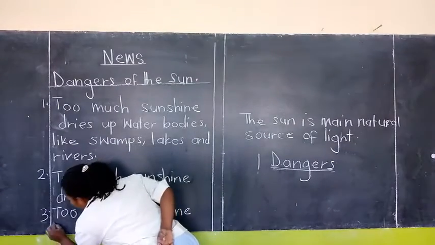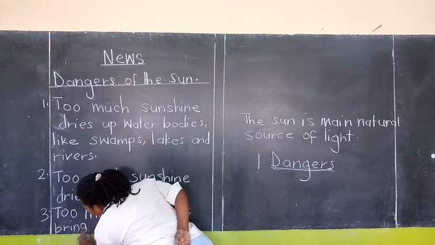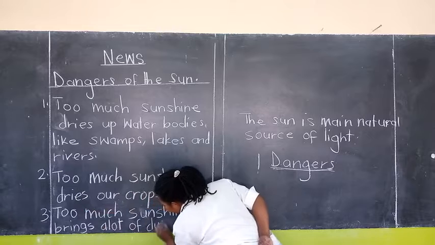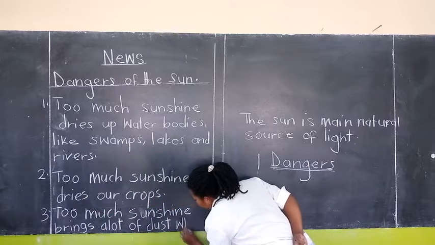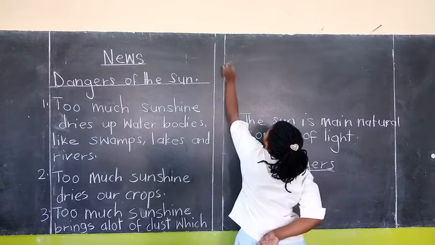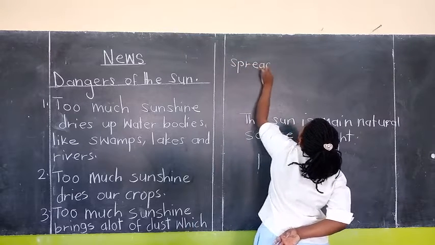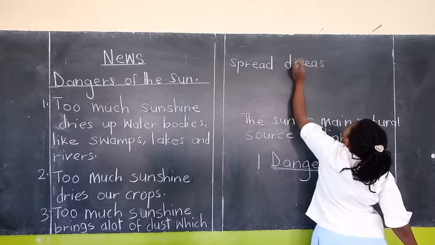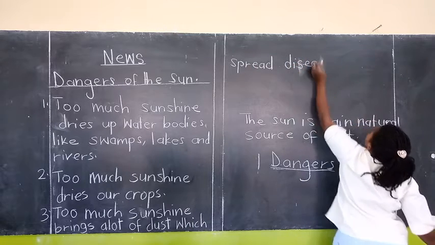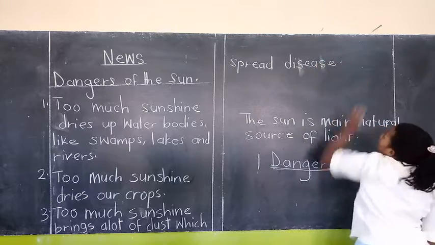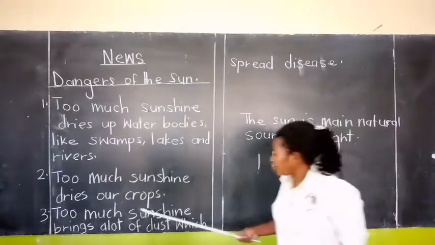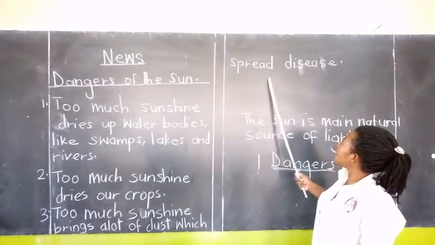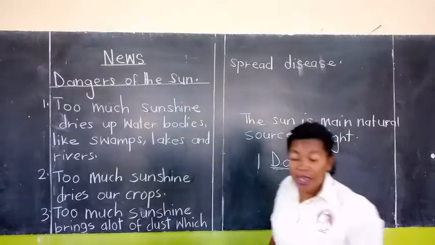too much sunshine brings a lot of dust, which can spread diseases. So we say too much sunshine brings a lot of dust, which spreads diseases, or which can spread diseases.